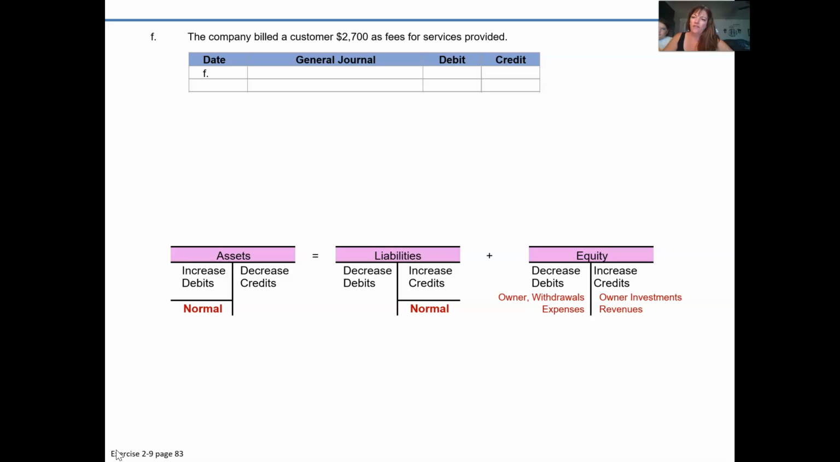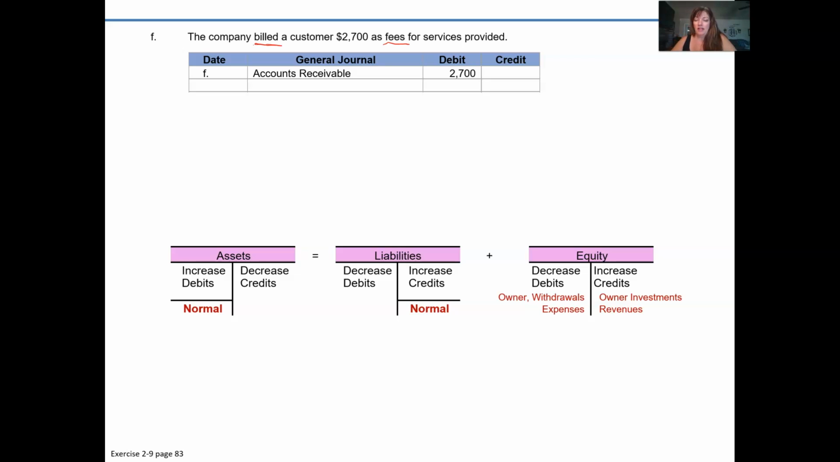Okay, transaction F. The company billed a customer $2,700 as fees for services provided. Okay, the company billed a customer, so billed tells us it's accounts receivable, and fees, that is revenue. So they earned revenue, they provided the consulting services, and then they bill the customer $2,700 for it.